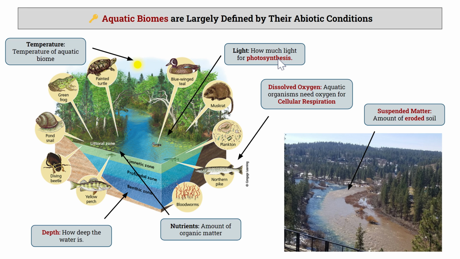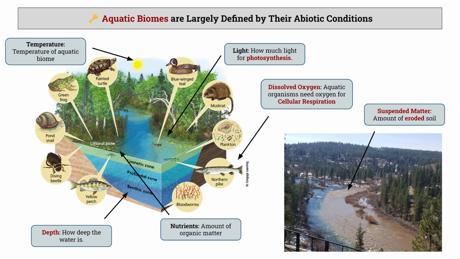Next is light. So, how much light do you have available in your aquatic ecosystem? This is going to be primarily used for photosynthesis, also for predator-prey relationships. Organisms need to be able to see for the most part when they're hunting, unless they're specifically adapted otherwise. Next, we're going to have dissolved oxygen. Dissolved oxygen is the amount of oxygen that is in the water that organisms need for cellular respiration. This is largely determined by a few things. The biggest one is going to be temperature and then the biological oxygen demand. So, how much oxygen is being used by decomposers in the area. And we'll talk more about that in Unit 5.